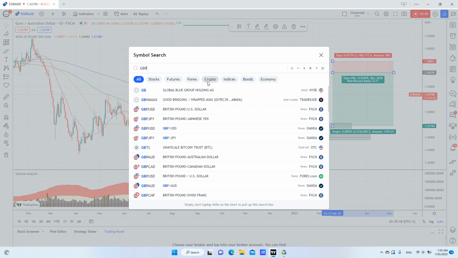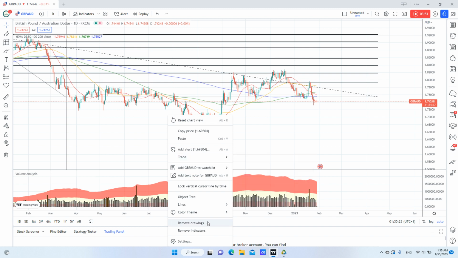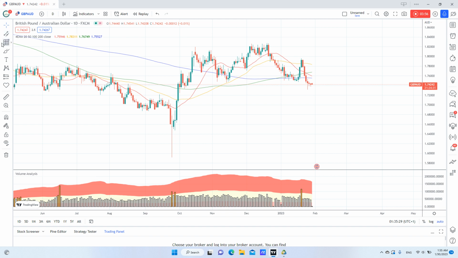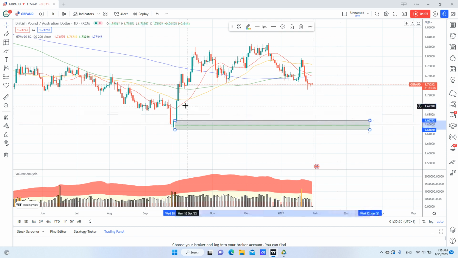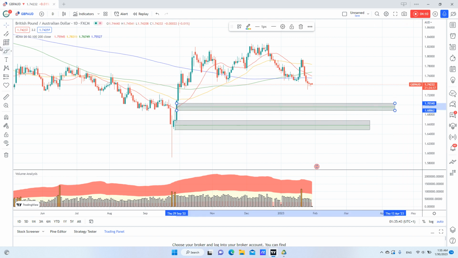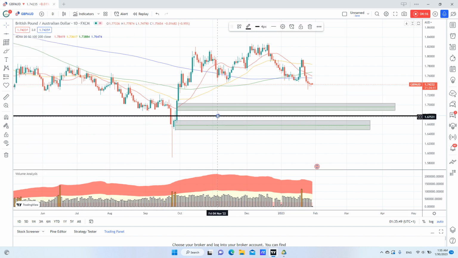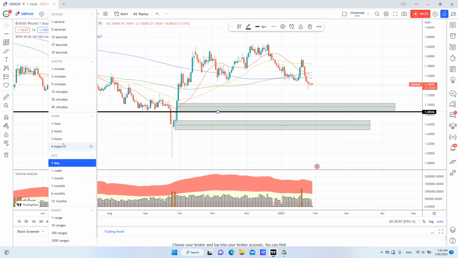For the Pound AUD it is also similar, because here we have this order block, and also we have this gap here, and also this Quasimodo line here. So we want to go to these areas, and the same happened here.